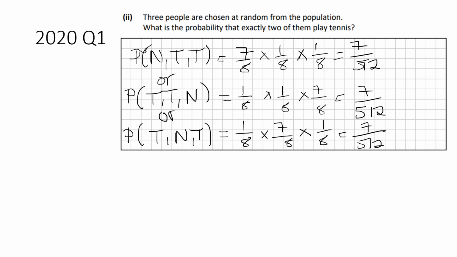So what we need to do then is add these 3 fractions together, and that gives us a total of 21 over 512. And that cannot be simplified any further.